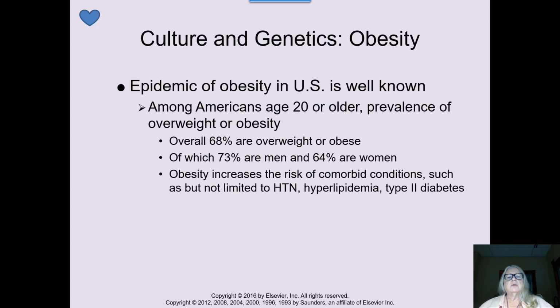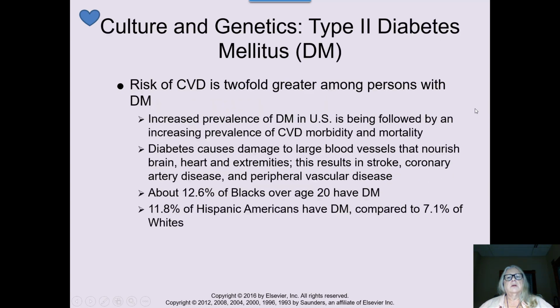Obesity obviously is also a problem for cardiac issues, as is diabetes. So we continue to have these comorbidities that influence every aspect of our health care.